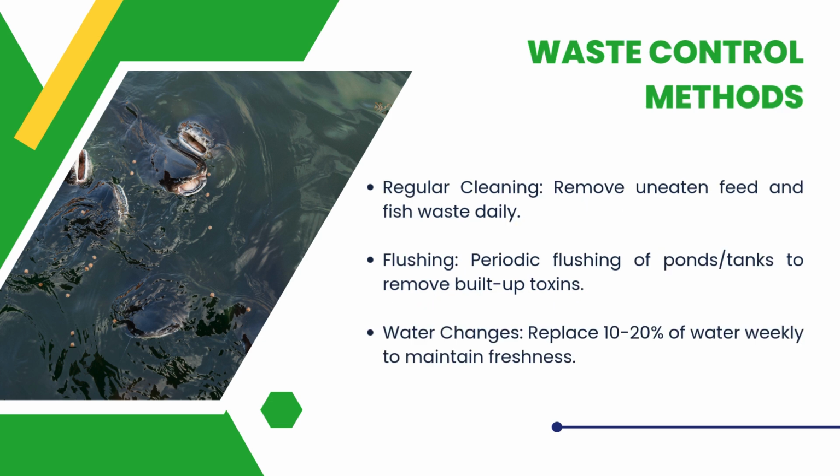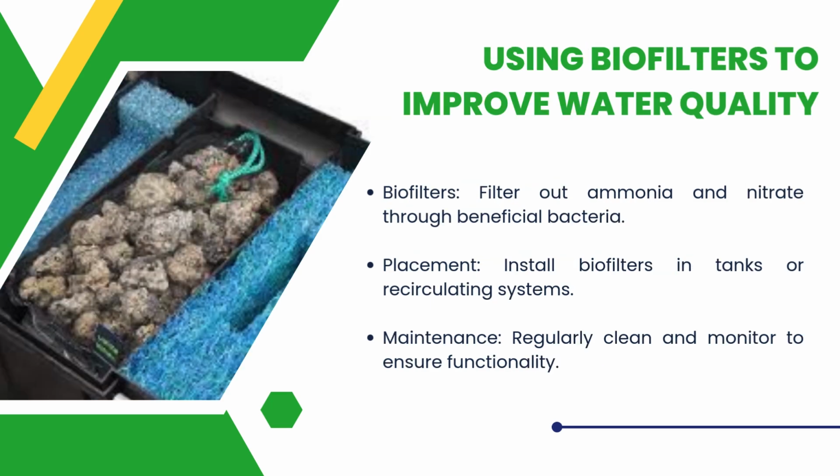What are the ways you can control waste? One, regular cleaning. Make sure to remove any food or feed that the fish do not eat every day. In fact, have a timing for that. Secondly, flush your tanks and ponds to remove any built-up toxins. Replace 10 to 20% of your water weekly to maintain freshness.